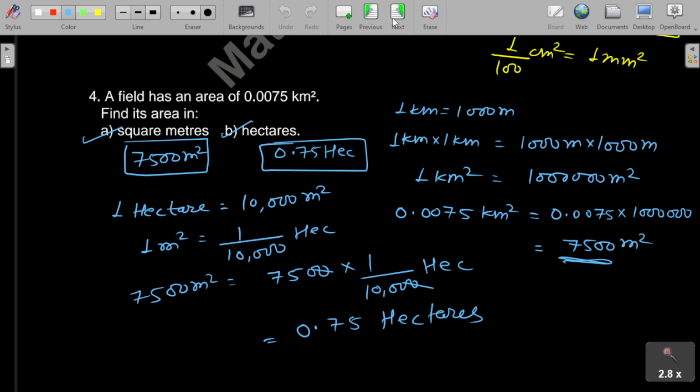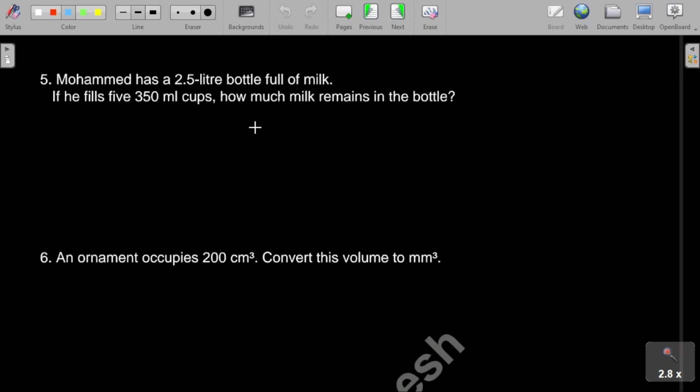Now moving to fifth question. Mohammed has a 2.5 liter bottle full of milk. If he fills 5 cups of 350 ml, how much milk remains in the bottle?